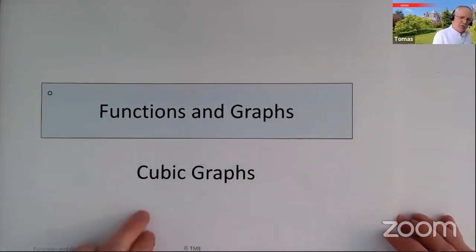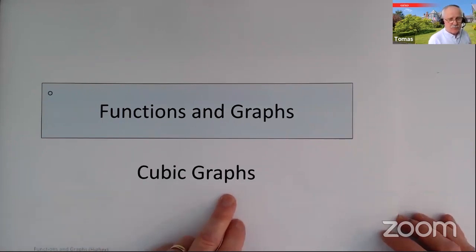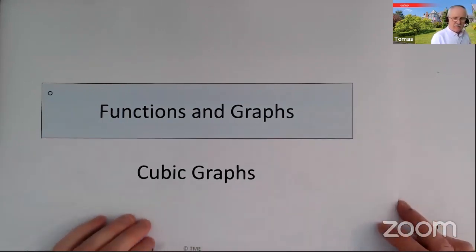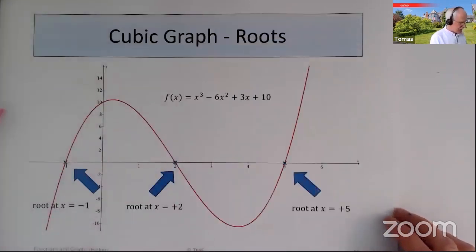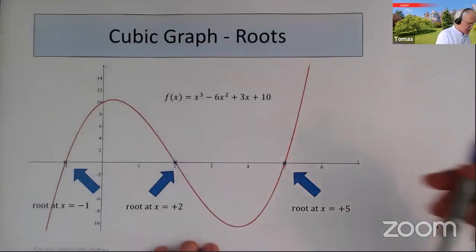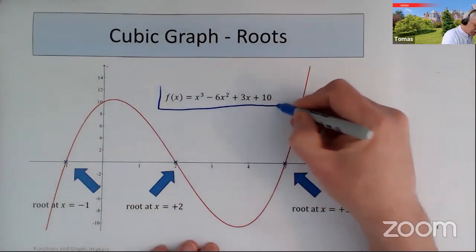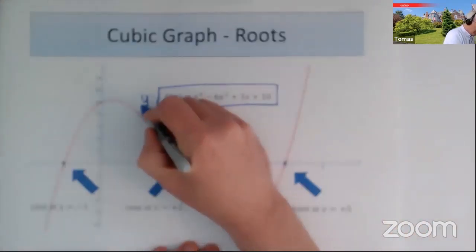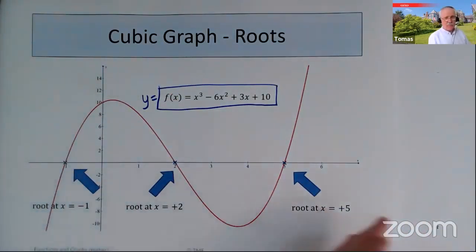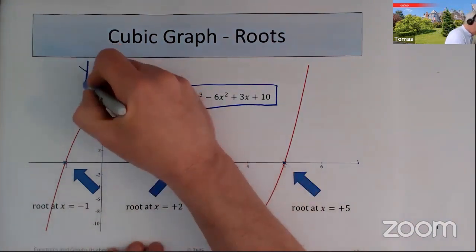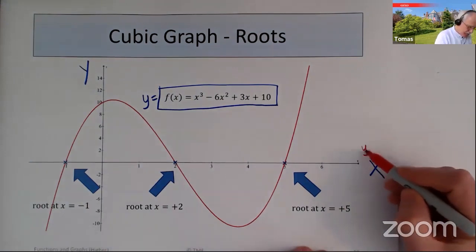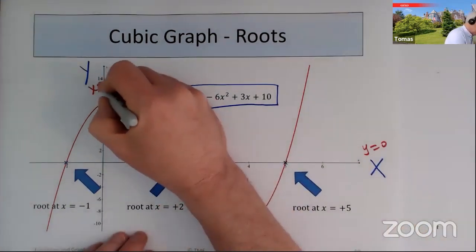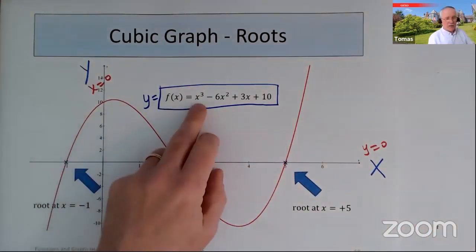We'll now move on to cubic graphs. Again, very little is different here in cubic graphs, only a bigger expression. Here's a nice graph. It's f of x equals, or y equals. Again, we've got 2-dimensional paper. We've got a y-axis and an x-axis, or a y equals 0 line and an x equals 0 line.